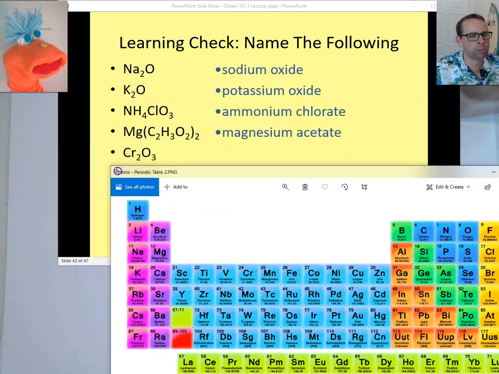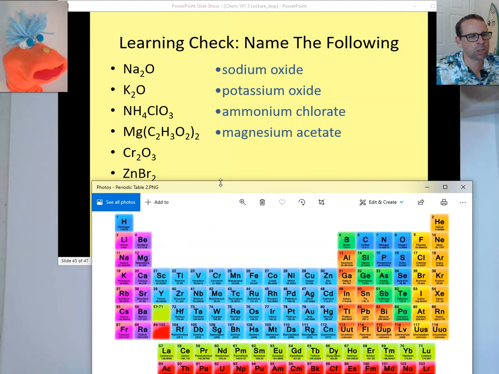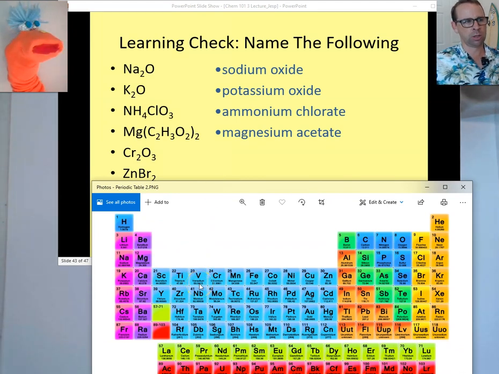So Cr is chromium. I see that. It's element 24. Chromium oxide. But because it's element 24, it's a transition metal, we need a number, right? That's right. So what number are you going to put on there? Can I use the crisscross rule in reverse? That's very good.